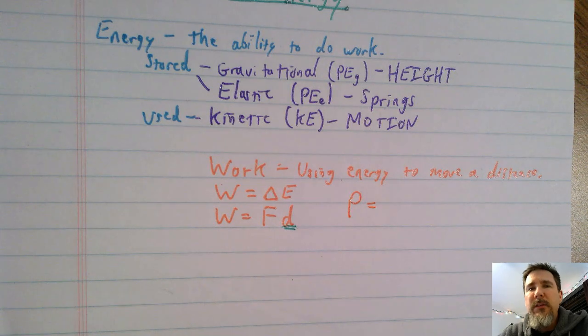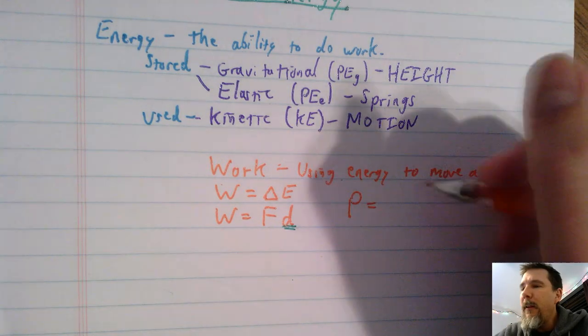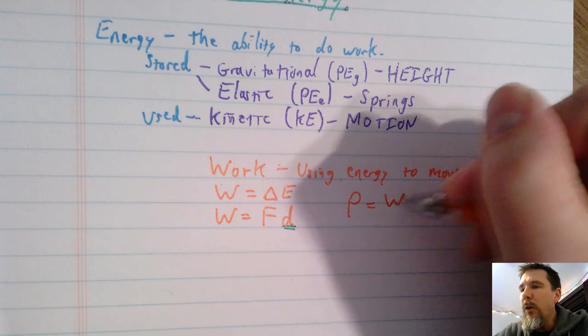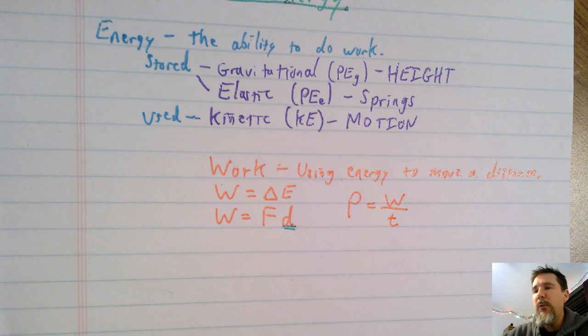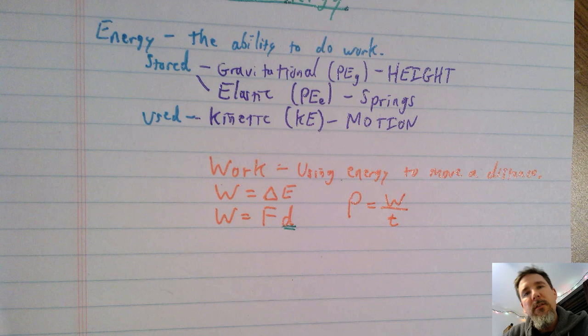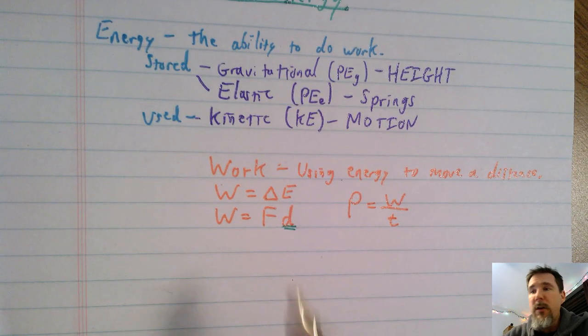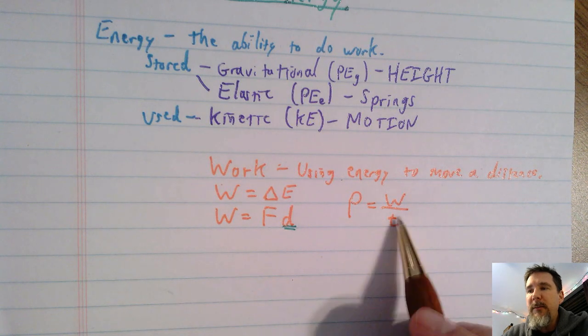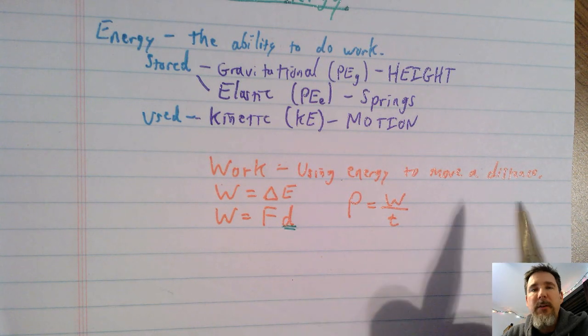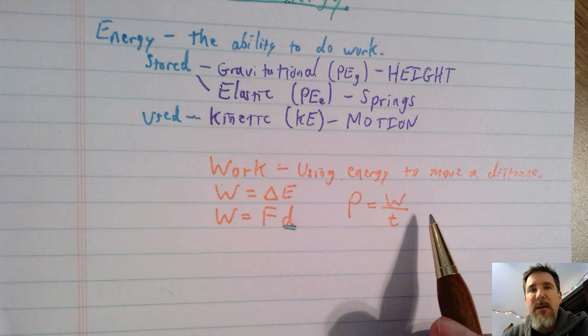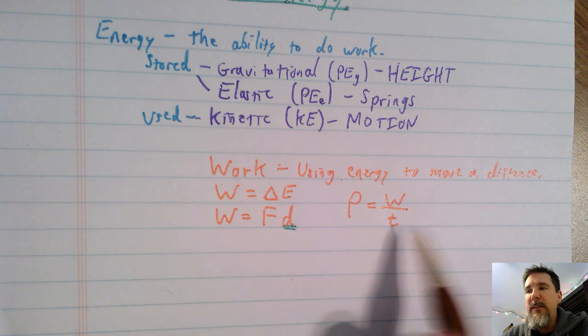But power is just in reference to how quickly you use energy. Here, it's work per time, which is just how much work you are doing in a certain amount of time. So if you use energy up quickly, you have more power. You're exerting more power. If you do a certain amount of work over a short period of time, it's a lot of power. If you do it over a long period of time, it's not as much power. So it's just work divided by time.